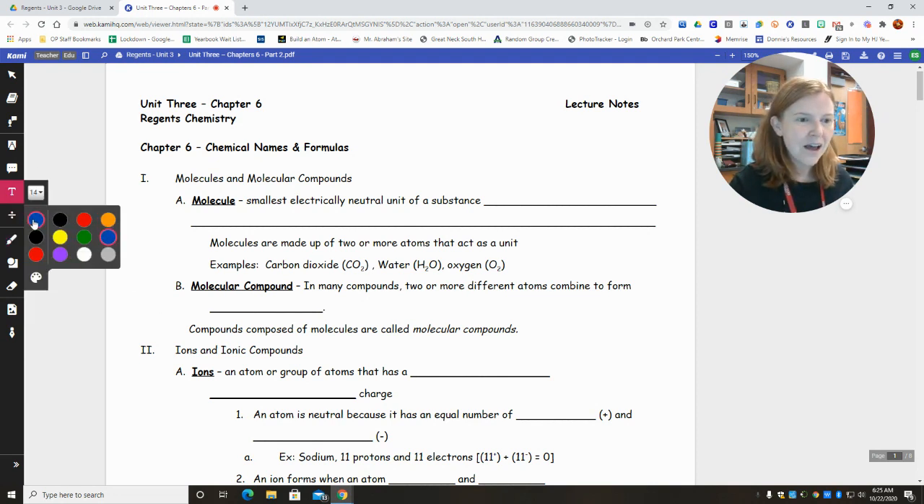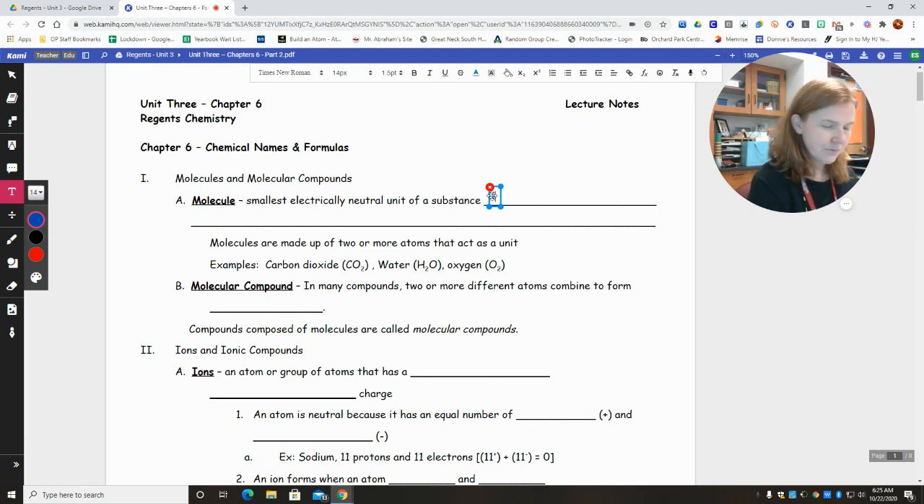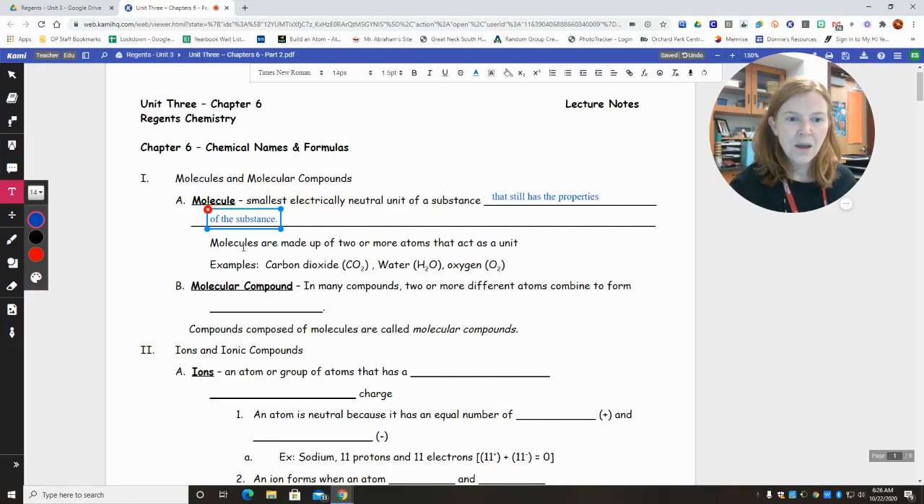First thing we have to do is get some definitions out of the way. So a molecule is the smallest electrically neutral unit of a substance that still has the properties of the substance. Okay, molecules are made up of two or more atoms that act as a unit. So I want to talk about this a little bit because it can be a little bit confusing.